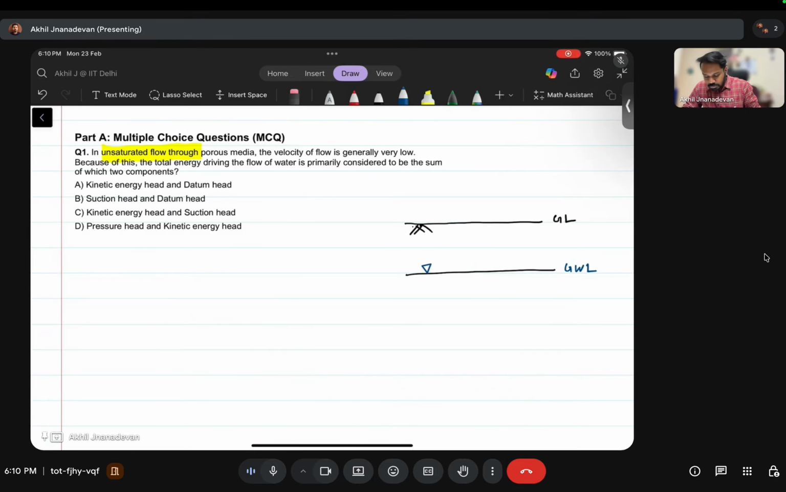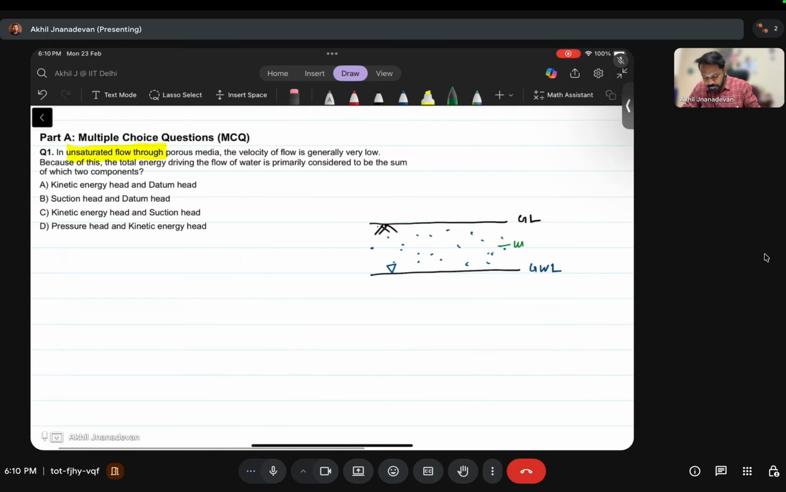The portion of subsurface above the groundwater level is called the unsaturated zone, and the portion below the groundwater level is called the saturated zone. At the bottom we have the hard rock strata, or bedrock, which is impermeable. So this is a very simple representation of the subsurface.